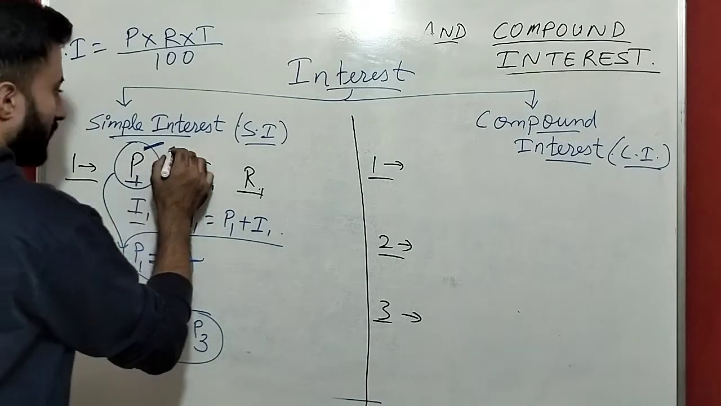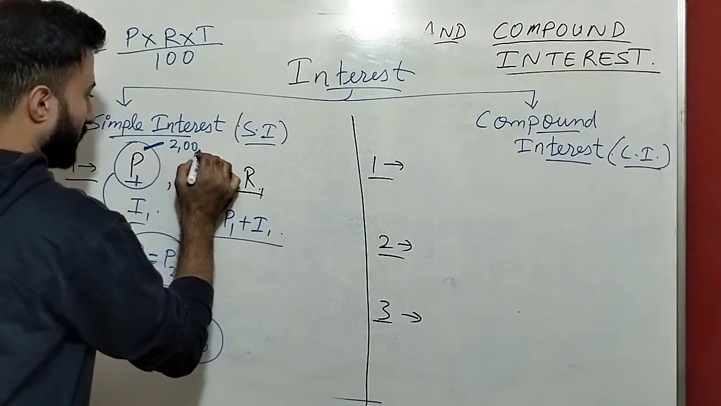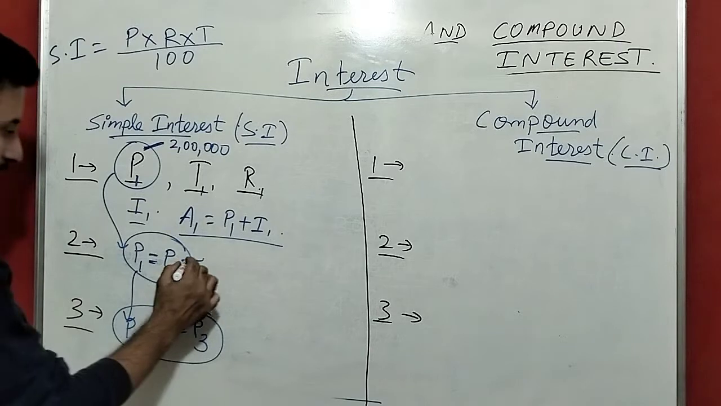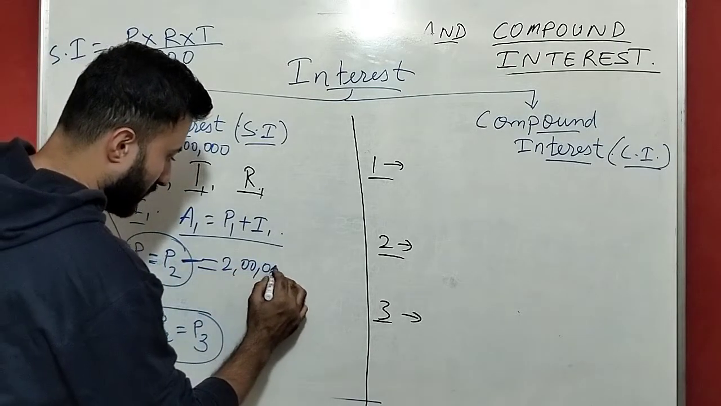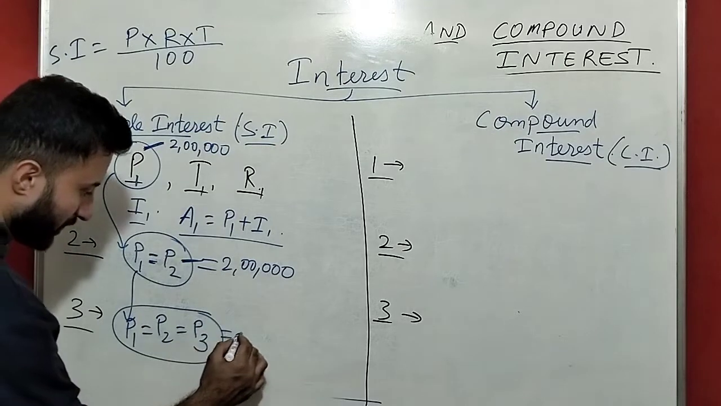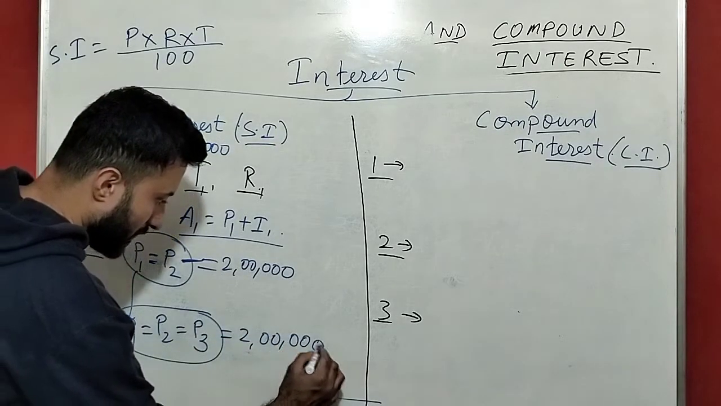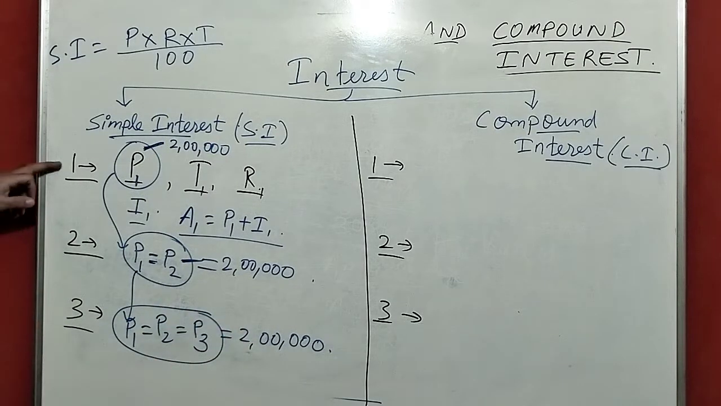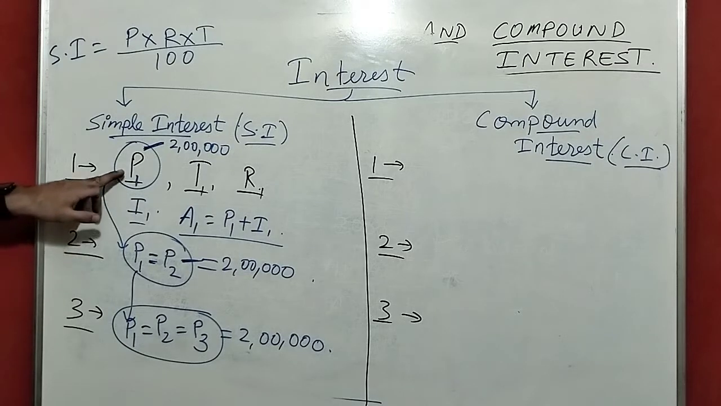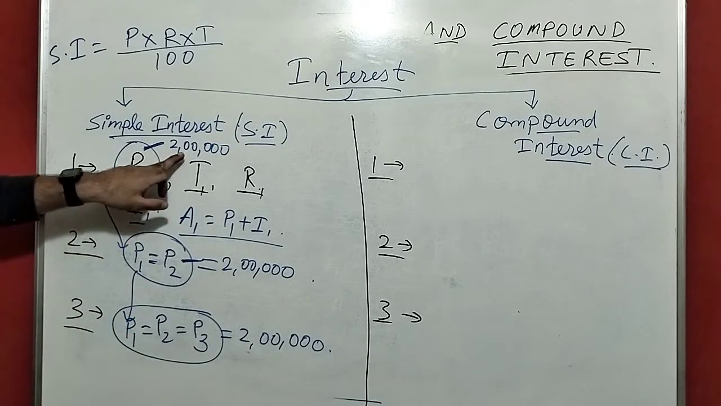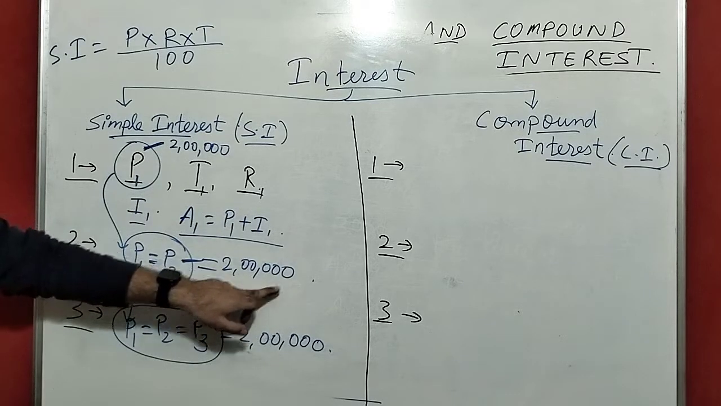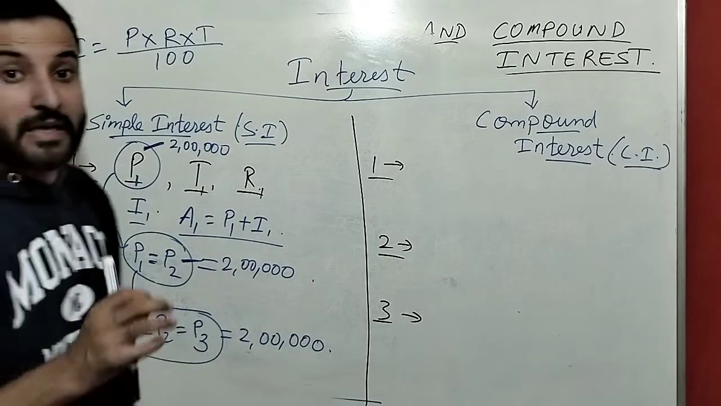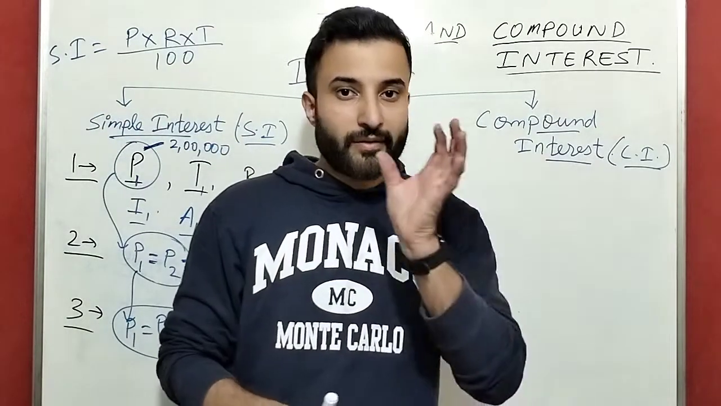Suppose you took 2 lakh rupees for the first year, the principal is 2 lakh rupees. Second year the principal will be the same, 2 lakh rupees. The third year principal will be the same, 2 lakh rupees. So this is simple interest. What we understand from simple interest is that each and every year the principal remains the same. The principal for the first year is 2 lakh, for the second year the same 2 lakh, for the third year the same 2 lakh. Means the principal for each year remains the same. This is simple interest.